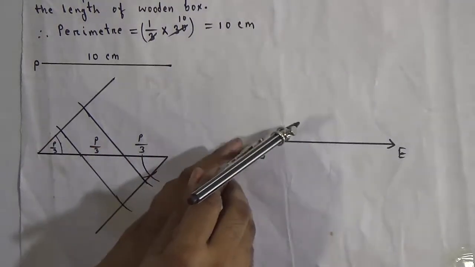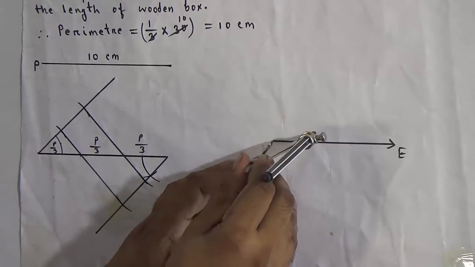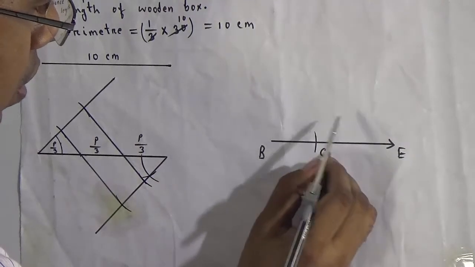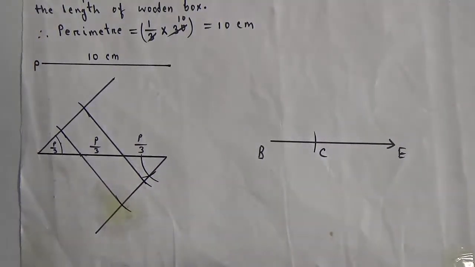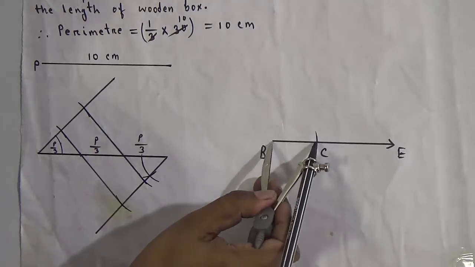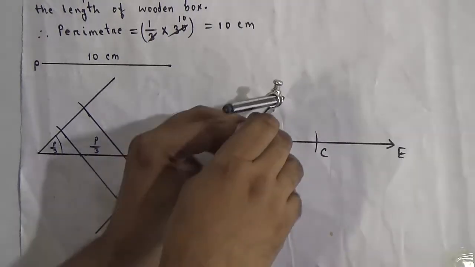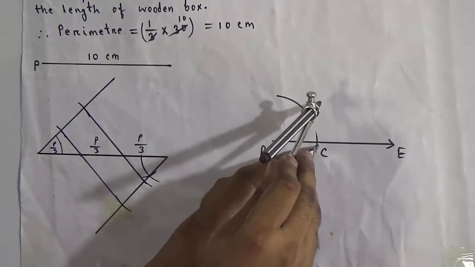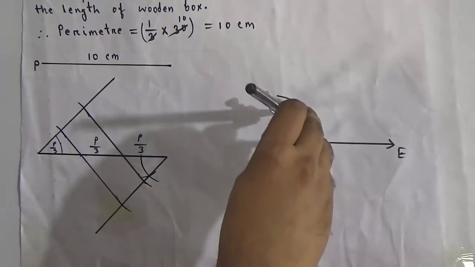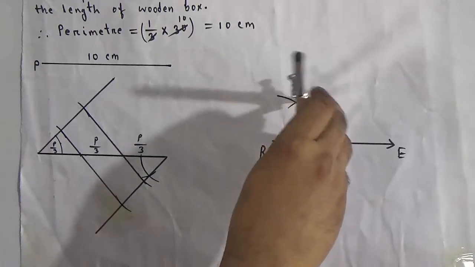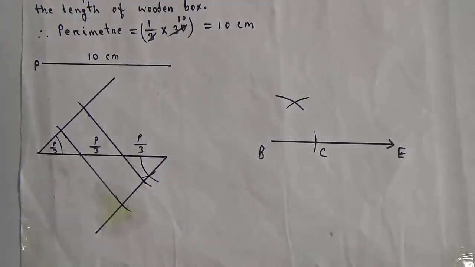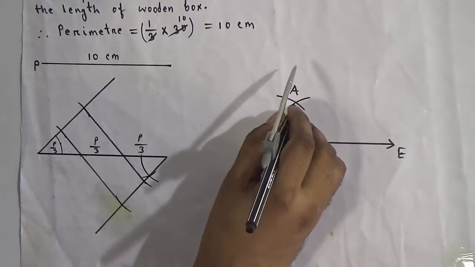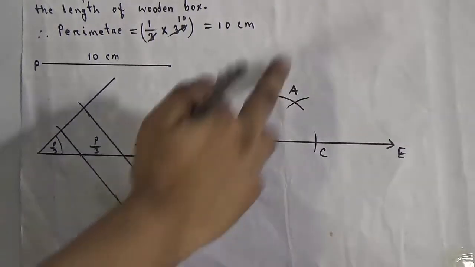Considering B as center, we will draw an arc here. And the name of this point is C. Now keeping same radius, in the upper side of BC we will draw one arc, and considering C as center and keeping same radius, we will draw another arc on the upper side of BC. And these two arcs intersect at the point A. That means this point name is A. Now we'll join AB and AC.